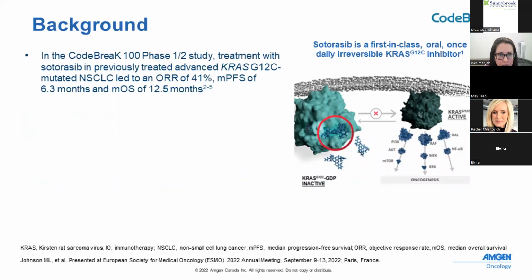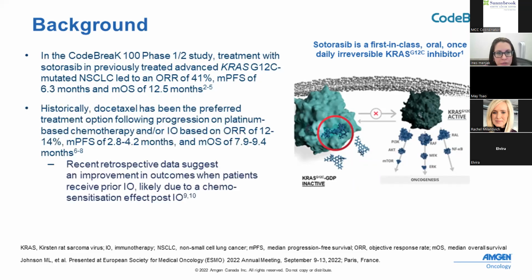In the early phase CodeBreaK study, it certainly had a promising response rate of 41% and PFS of 6 months, an OS of 12 months. Docetaxel has been really the preferred option in this space, as I mentioned before. And these are the response rates and PFS, which are not particularly impressive, but some retrospective data suggests that these numbers may be improving in the context of previous immunotherapy.